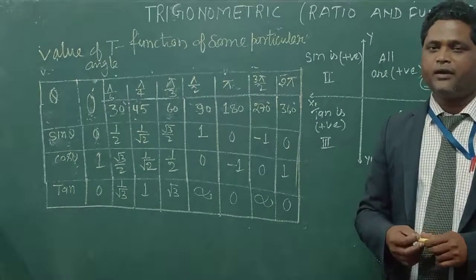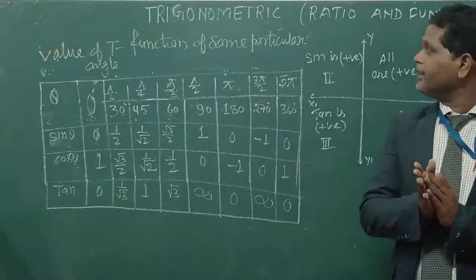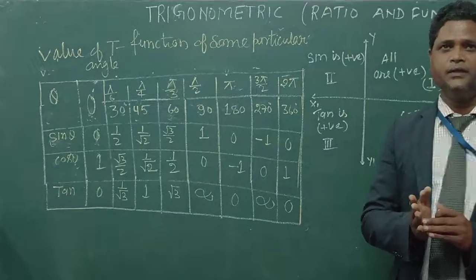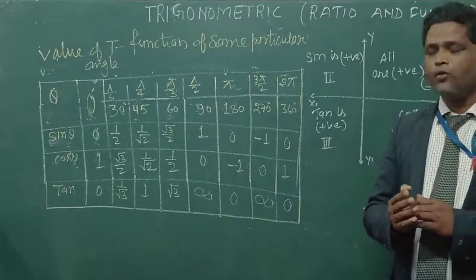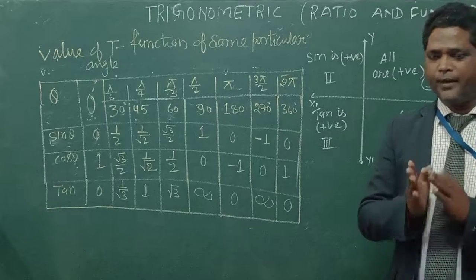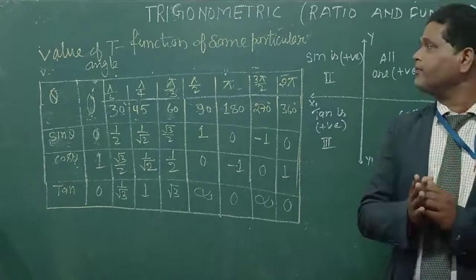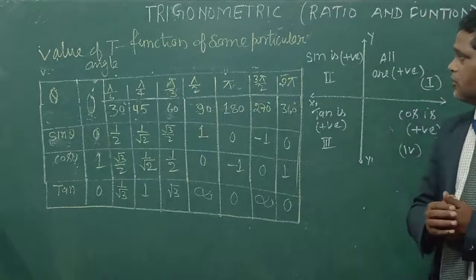I have explained about trigonometry. Trigonometry means, "trigon" means triangle and "metry" means measure, that is, the measure of the triangle. We can say trigonometry.